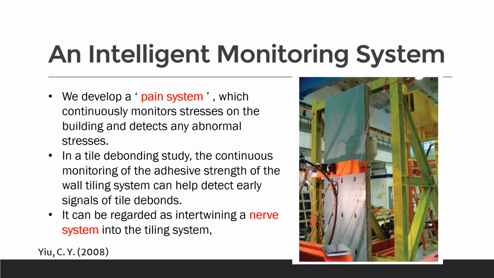Another good example of intelligent building maintenance mentioned in our paper is a pain system on wall tiling. Here the photo shows the nerve system installed in a tiling system which monitors the adhesive strength of the wall tiles continuously to detect early signals of tile debonds. It works like our pain signals from the nerve system.